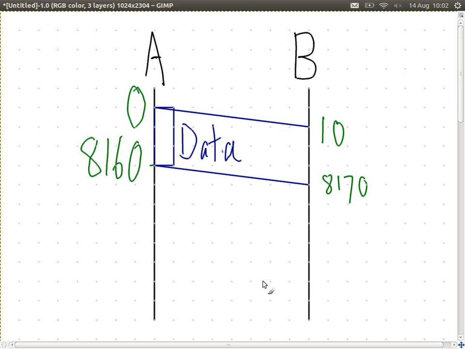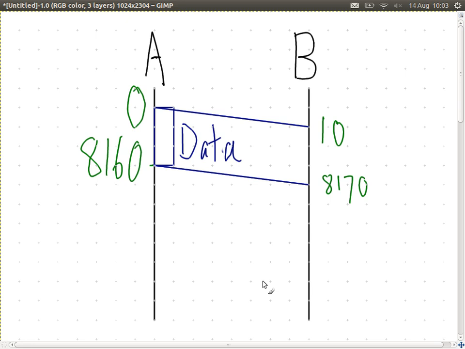And the way I've illustrated it here is that if I transmit the first bit at time zero, the first bit comes out of my computer at time zero, then it takes 10 microseconds to propagate across the link from A to B. Therefore, that first bit will arrive at B at time 10 on our clock. The second bit will arrive a little bit later, and the third bit after that, because we transmitted them one at a time, they arrive one at a time at the destination B. If I transmit that last bit at time 8160, it takes 10 microseconds to propagate across the link, that last bit arrives at time 8170 at B, 10 microseconds later.